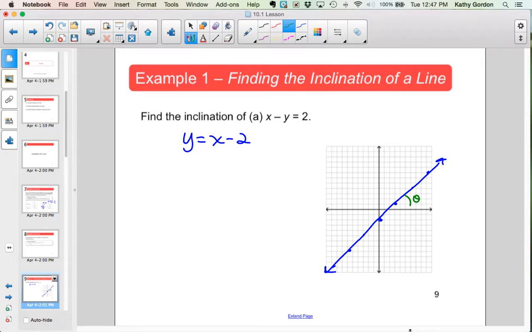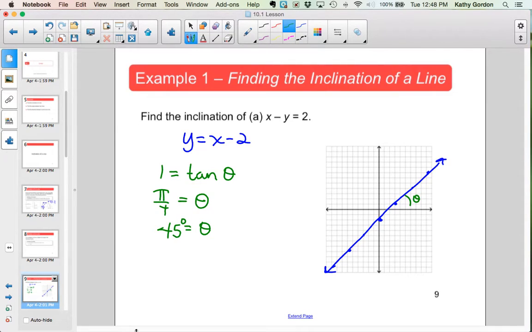So right now, I have a pretty good idea that this should be acute. So I should be getting an answer that's an acute angle. If I'm not, I've done something wrong. Okay? So now to actually find it, what's my slope? 1. So what's my theta? In radians, pi over 4. In degrees? 45 degrees.